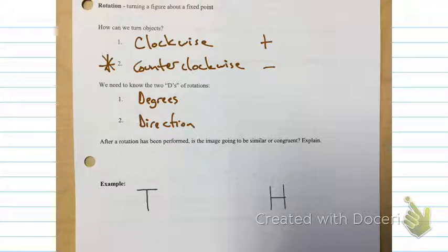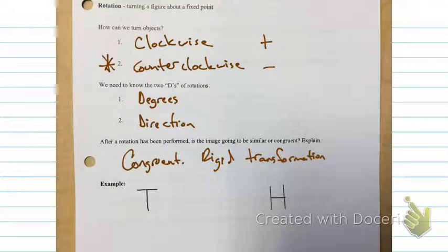After rotation has been performed, are we going to have the same exact size and shape, or is it going to change, do you think? Same exact size. Yeah, so it's going to be congruent. This is a rigid transformation. We've used that word before. And it's going to have the same size and shape. That's how we know it's congruent, right?